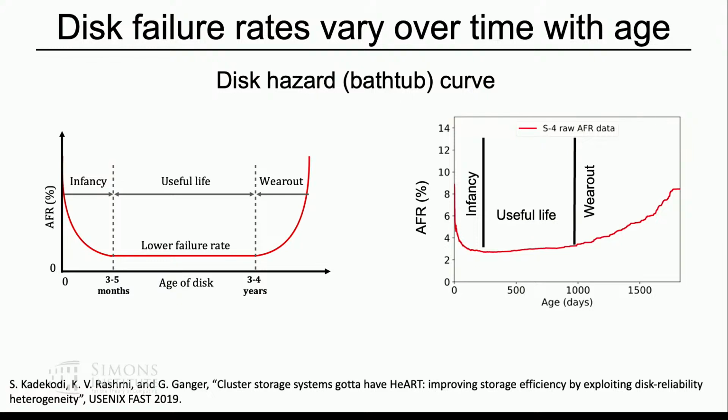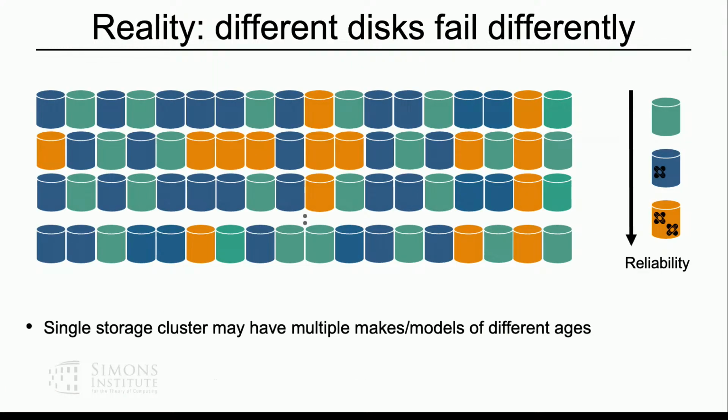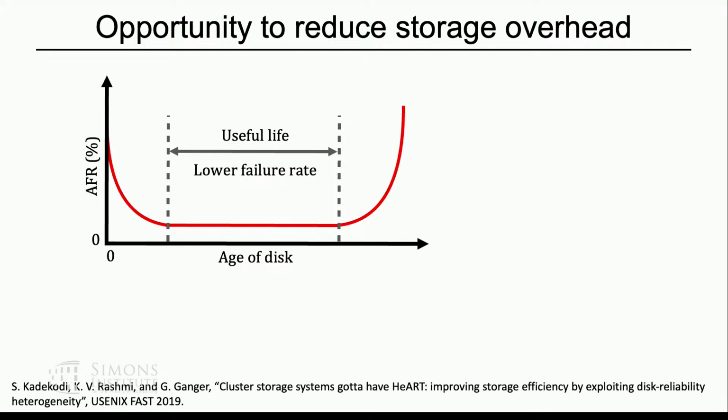Okay, so now, given this, the previous picture that I showed where all disks looked alike is not the reality, right? In reality, in the cluster, the disk drives are going to look like this, different colors refer to different levels of reliability. So it's a mix of different disks of different failure rates. A single storage cluster is going to look like this, basically. Right? So this leads to an opportunity to reduce the storage space that is used in a cluster.